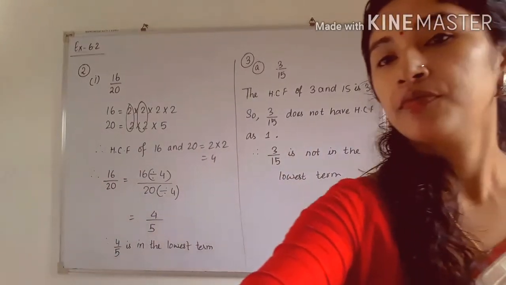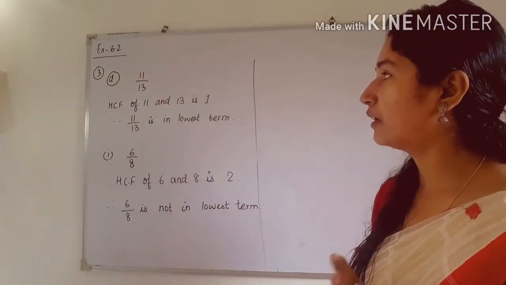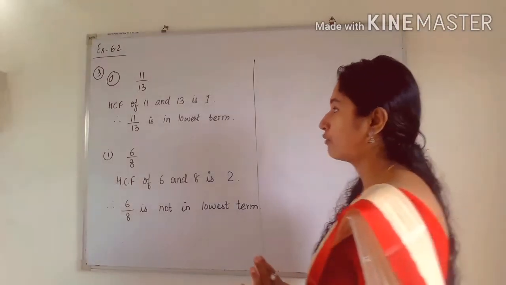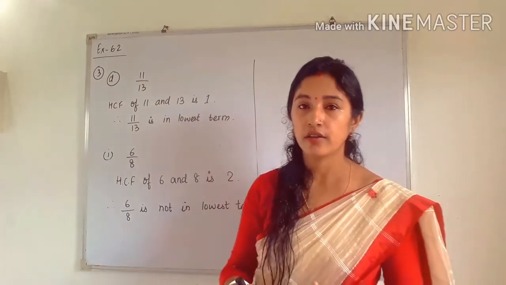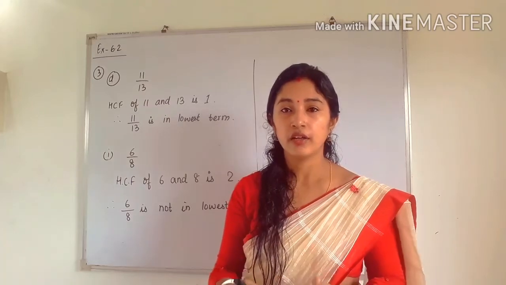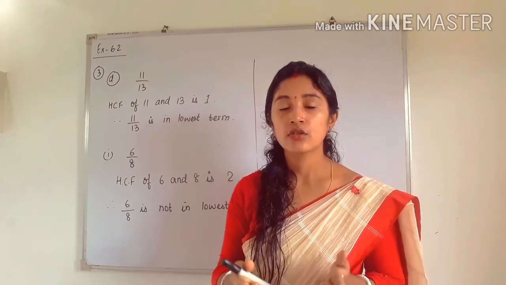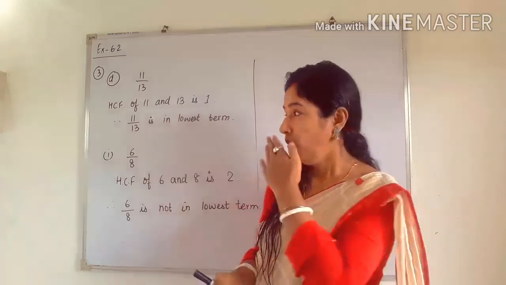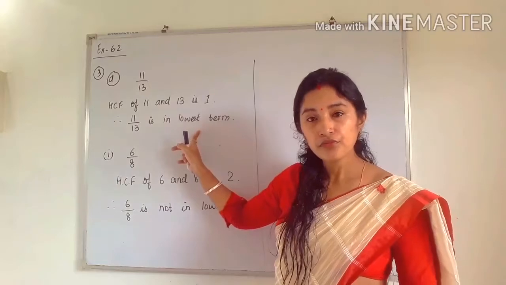Okay. So see the next one, D number 11 by 13. As you can see, 11 and 13 have only one factor in common, that is 1. Therefore the HCF is 1. So this cannot be reduced further. That means we cannot divide it by any number because it has no other common factor than 1. So therefore 11 by 13 is in lowest term.